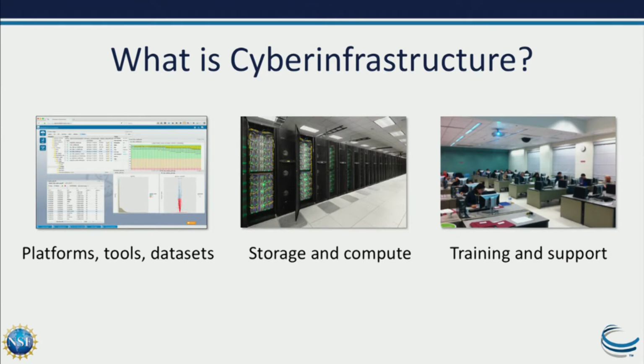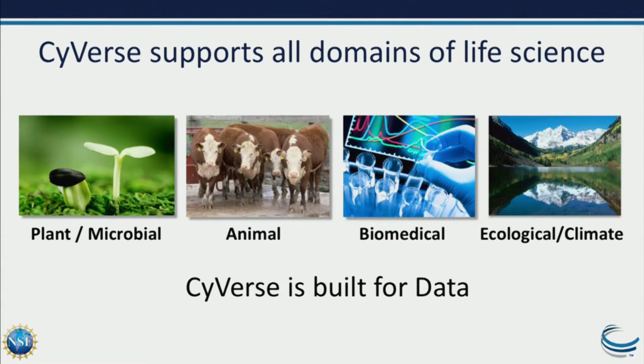So these things sort of summarize it: platform, tools, datasets, storage, compute, training, and support. That is largely what we consider our cyber infrastructure. The other thing that's really important for our users to recognize is that CyVerse is built for data. Whether you're working with plants, animals, biomedical data, ecological or climate data, all data sets, whatever type of science you're doing, we're very sure that it will involve multiple data types and integration from multiple data sources. And so the ability to mix and match any type of data set to solve any type of problem is what CyVerse as a cyber infrastructure can give you.